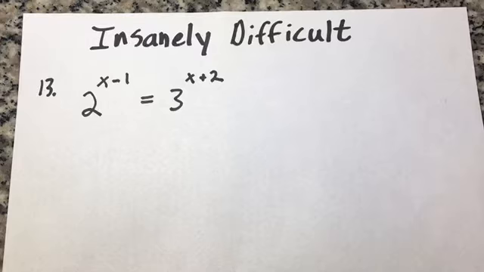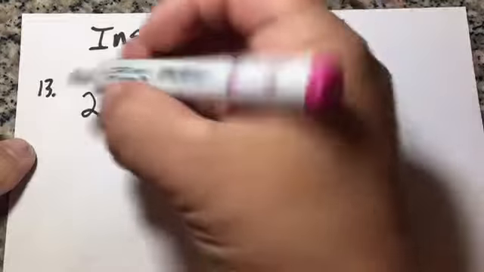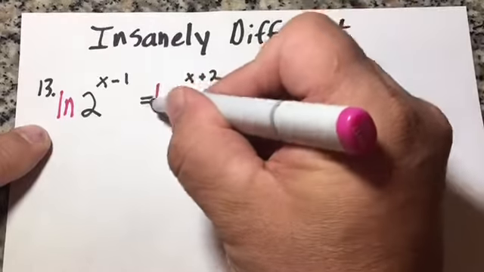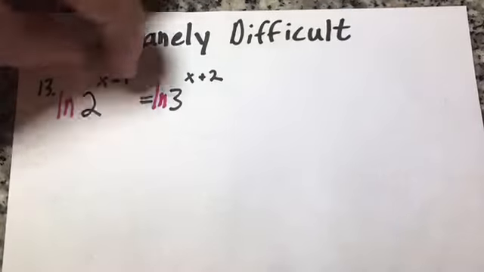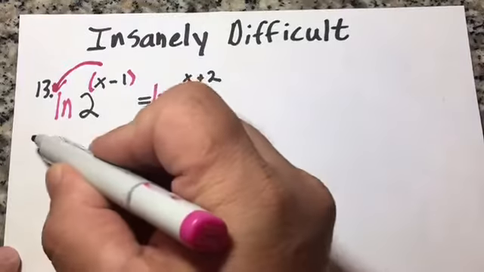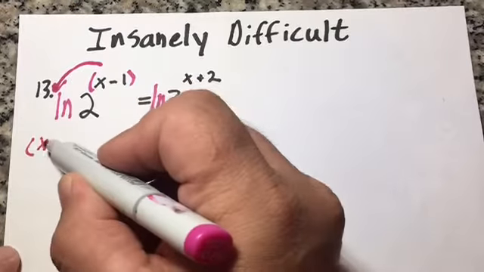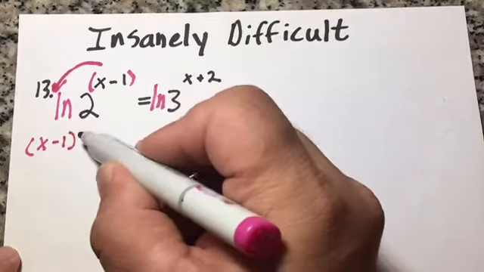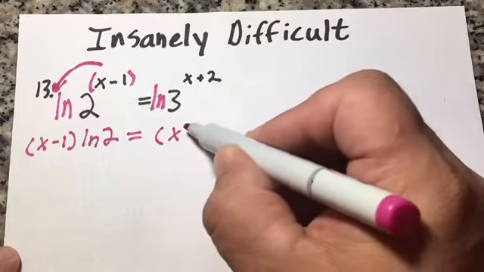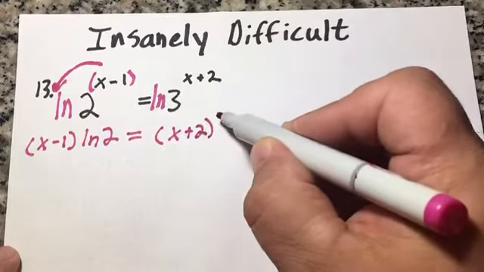In order to rip the exponent out, you have to ln both sides. When you put an ln in front of that base, it rips that exponent, x minus 1, out in front. So that entire exponent is going to go out in front of the ln. And it's going to give me a new situation that looks like this. X minus 1 ln of 2 equals x plus 2 times ln of 3.